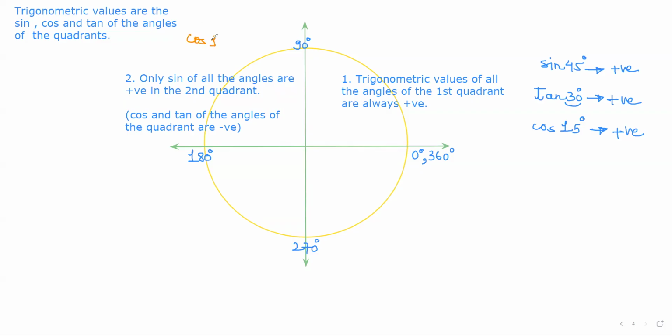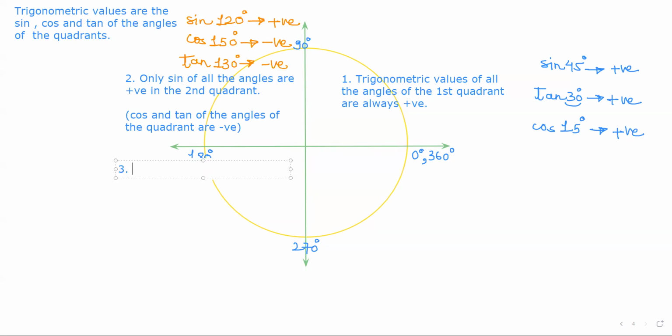Suppose I say, what is cos 150 degrees? Will it be positive or negative? It will be negative. Shabash. What about tan 130 degrees? Negative. Very good. What about sine 120 degrees? Positive. Very good. Now comes the next part of it.